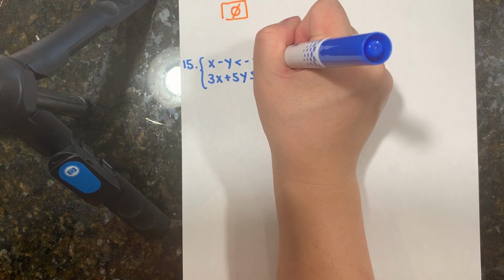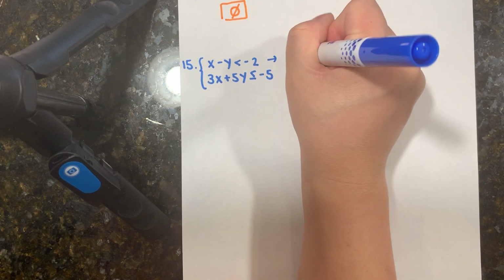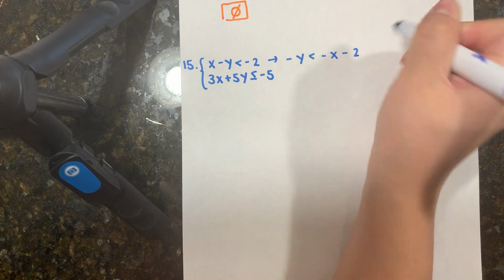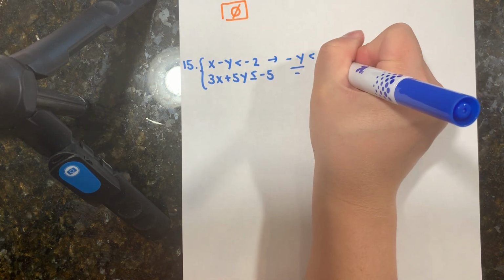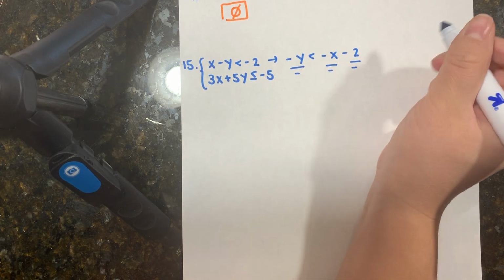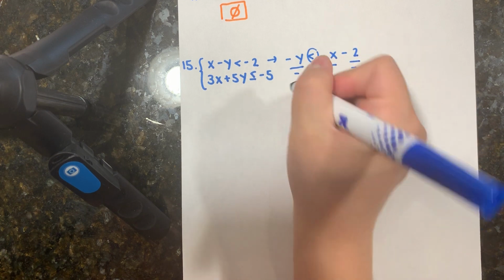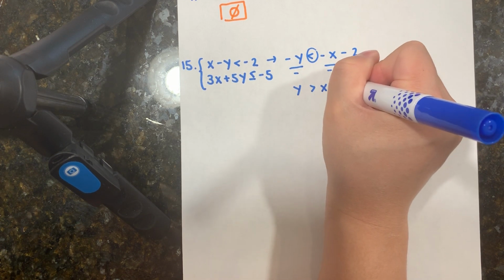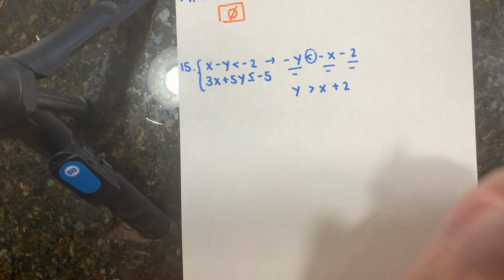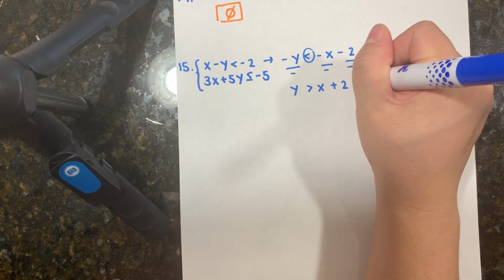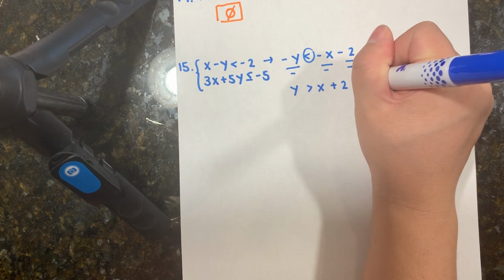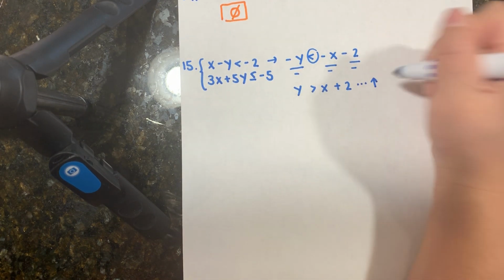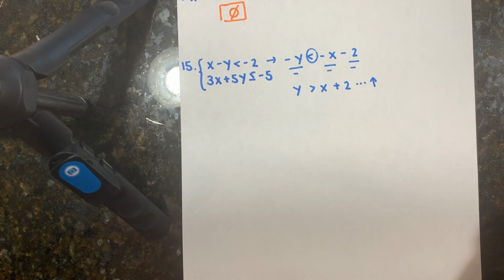So I'm going to solve this equation for y. So I have negative y is less than negative x minus 2. When I divide the whole equation by negative 1, remember that that flips the sign, which means that y is going to be greater than positive x plus 2. Because there's no equal sign, this is going to be a dotted line. And when y is greater than, that's going to shade everything above that line.